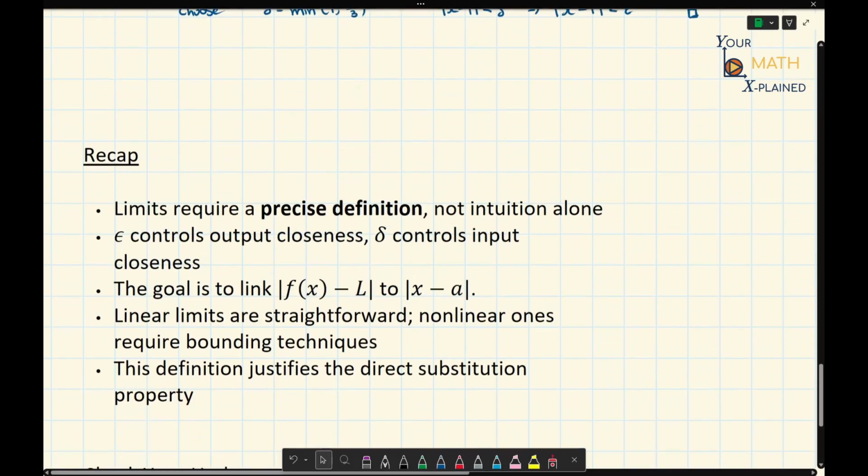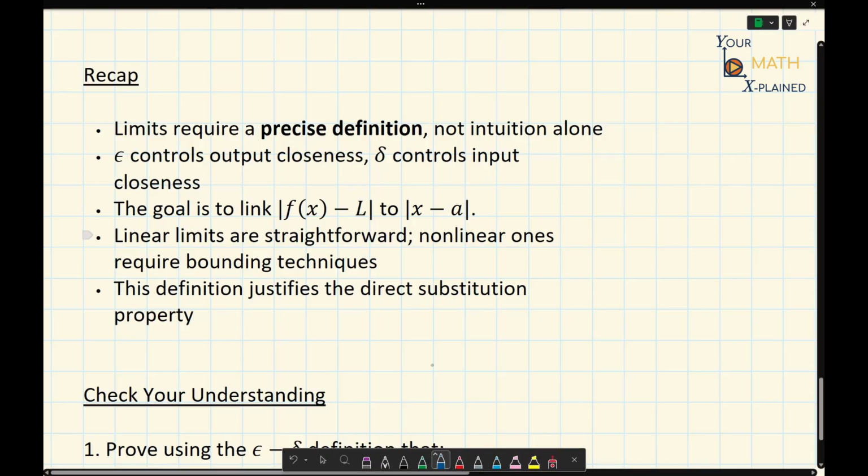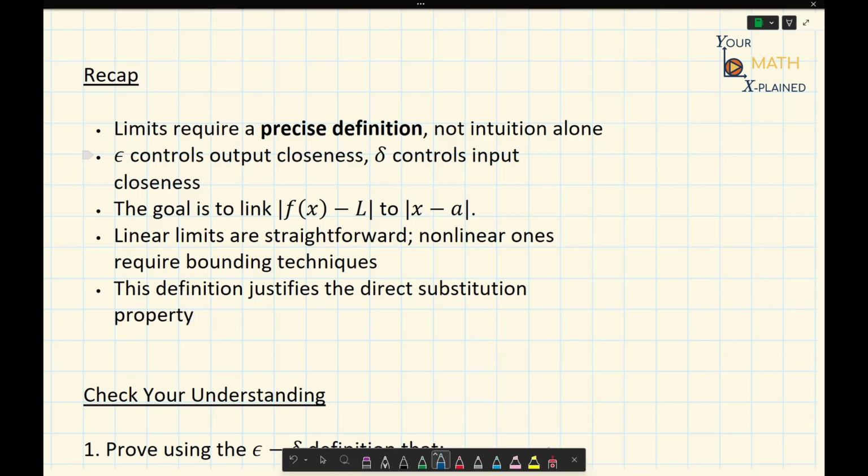And now let's do a quick recap of what we covered in this video. We saw that the actual definition of the limit requires a precise definition, not just intuition alone. And in this epsilon-delta definition, epsilon controls the output closeness, whereas delta controls the input closeness. And the goal of these proofs is to link the absolute value of f of x minus L to the absolute value of x minus a. In the two examples that we went through, we saw that linear limits are pretty straightforward, but the nonlinear ones require some bounding techniques. And this precise definition is what justifies the direct substitution property.